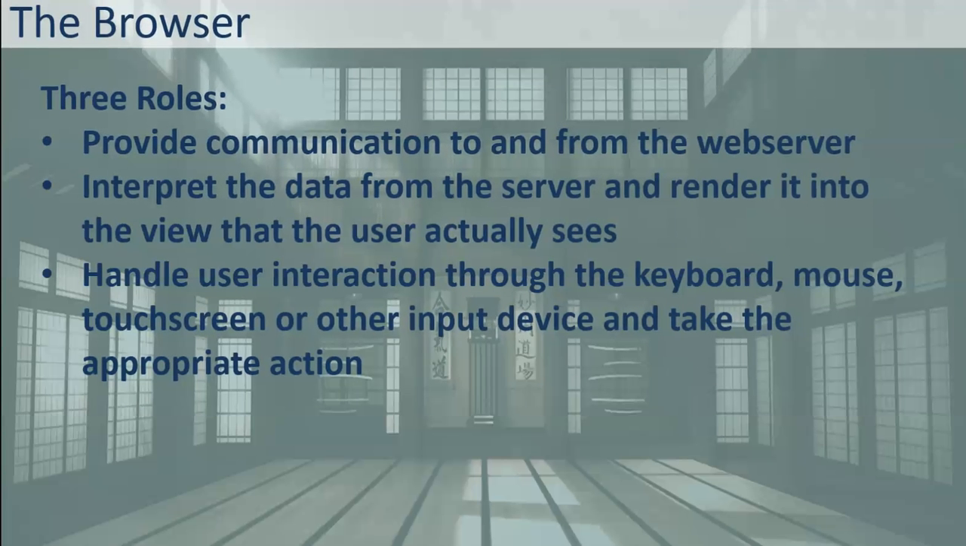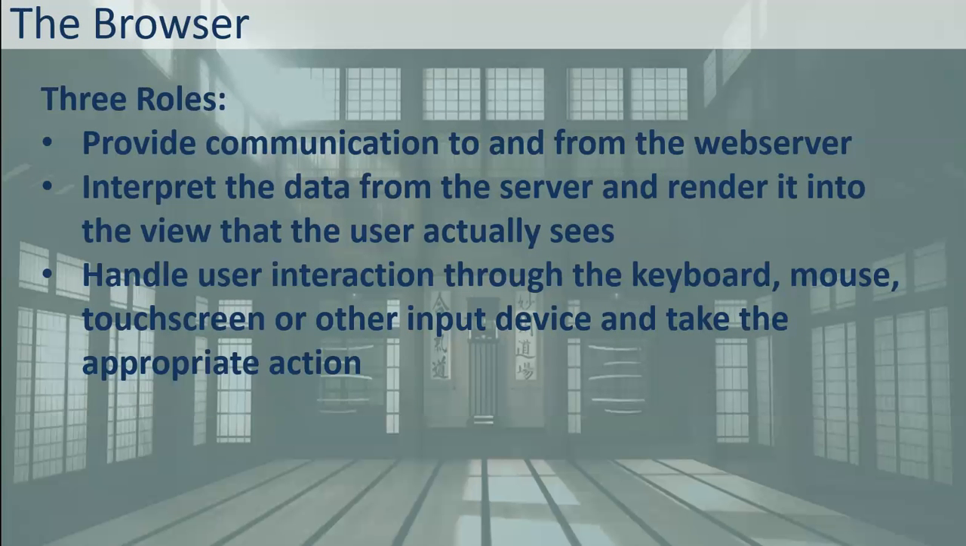The browser has three roles. The first role is to provide communication to and from the web server. So we need to be able to talk from the browser to the web server, to get information to and get information from. When that information comes back, the browser is responsible for interpreting that data from the server and rendering it. That's what that little web browser application does on your computer. It interprets the data from the server, which is going to come back as HTML, CSS, or JSON, etc., and it's going to render or display it into a view, which is what our user is going to see.